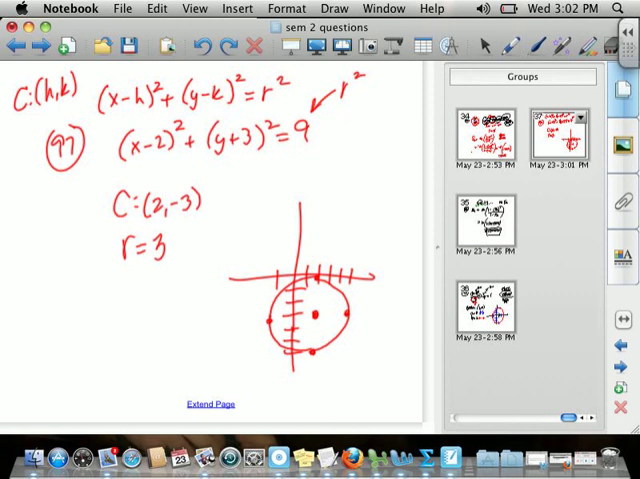Basically, this could be in kind of the ellipse form. What if this was equal to 1 and both these were divided by 9? Isn't that the same equation? Yeah. So that could be in the ellipse form, so that you see you go up 3, right 3, down 3, left 3.